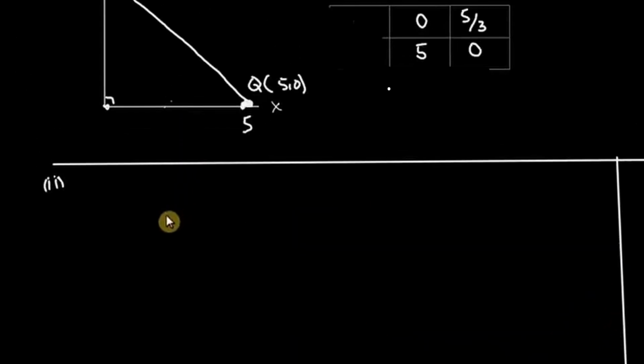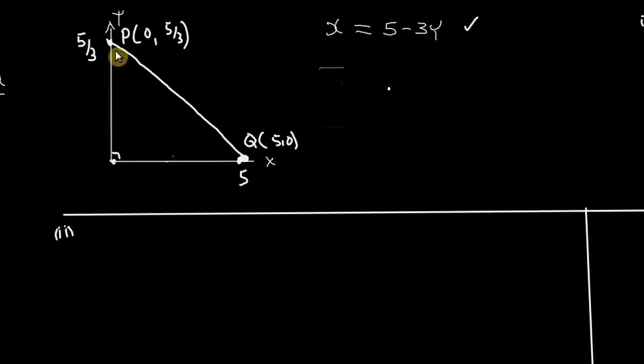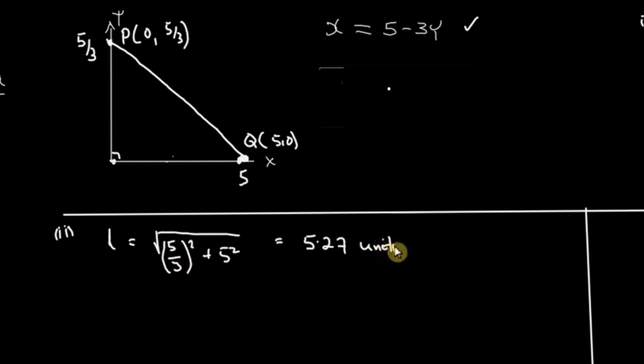So in part 2 of this question, we are asked to determine the length of this line. And of course, we could use Pythagoras to help us with this. So, for example, the length of the line, we could call this one L. That's equal to the square root of 5 over 3 all squared plus 5 squared. That works out to be 5.27 units.